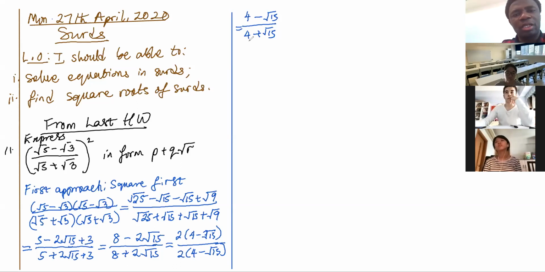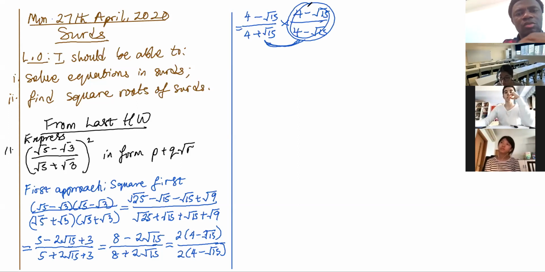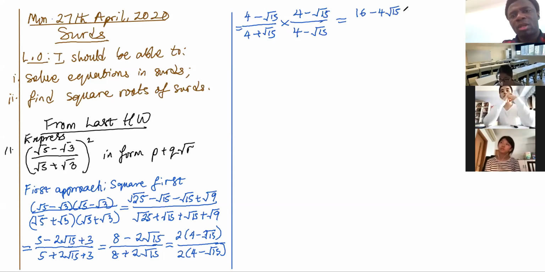So when you have a binomial denominator, 2 terms, you do the conjugate surd. Nothing more. The conjugate of this one, you use to multiply both numerator and denominator. So this is just a square. That would be 16, 4 times 4, then 4 root 15, another 4 root 15, then root 15 times root 15 is just 15.